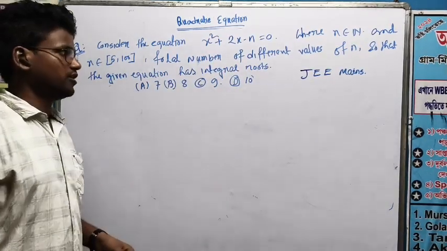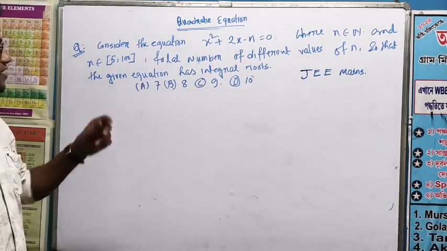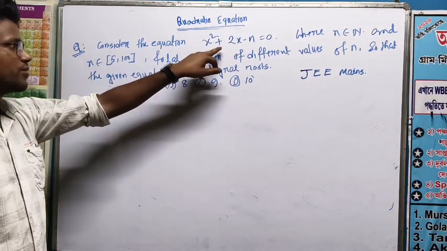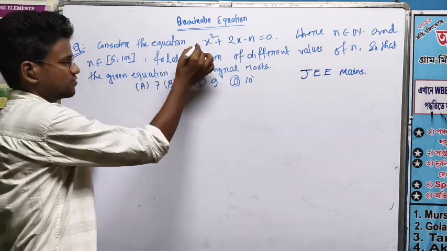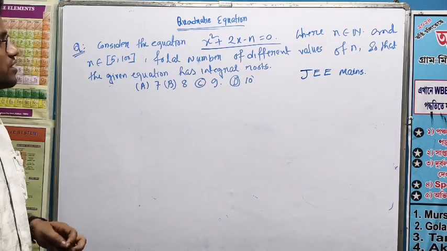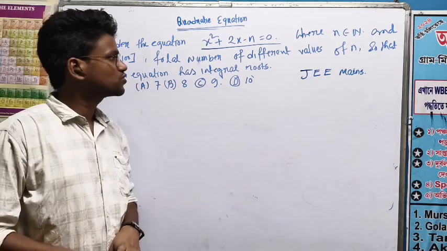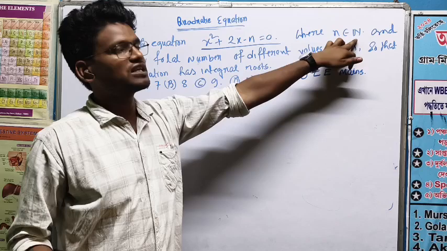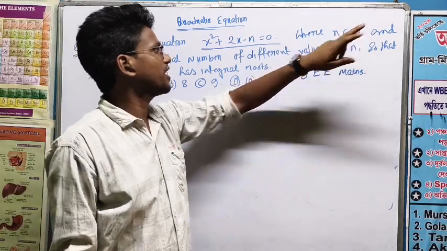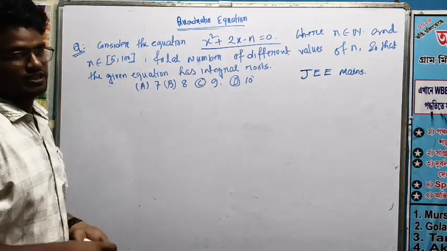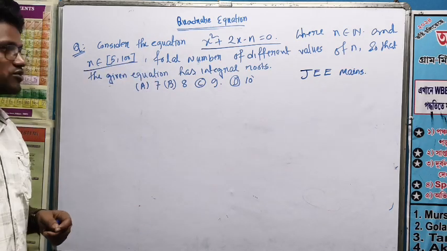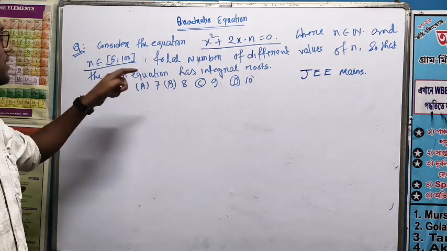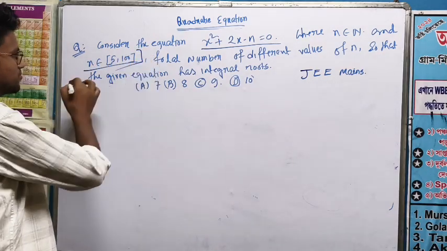Next question, let's start. Let's understand the problem. Consider the equation x square plus 2x minus n, where n belongs to the natural numbers, and n belongs to 5 to 100. The limitation is that you should take the values of n from 5 to 100. This is the most important condition for this question.